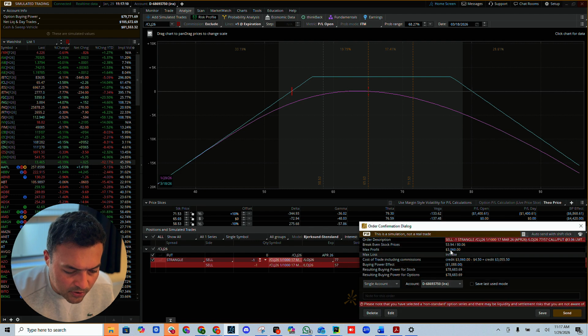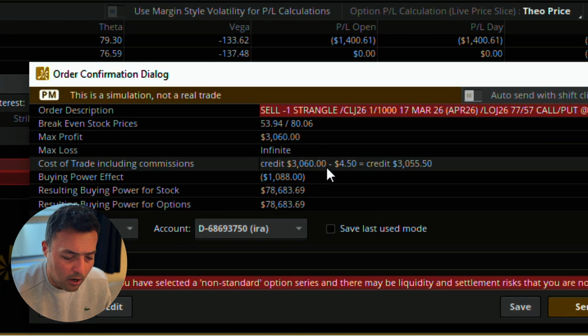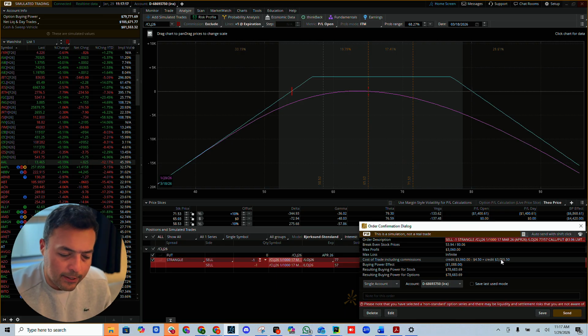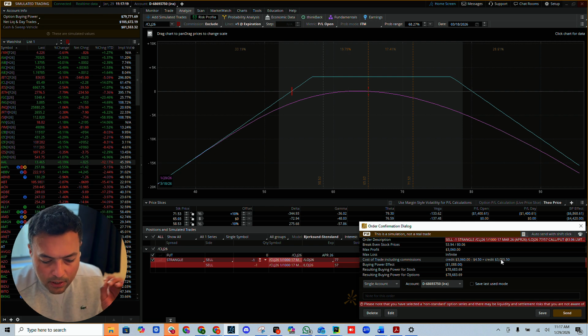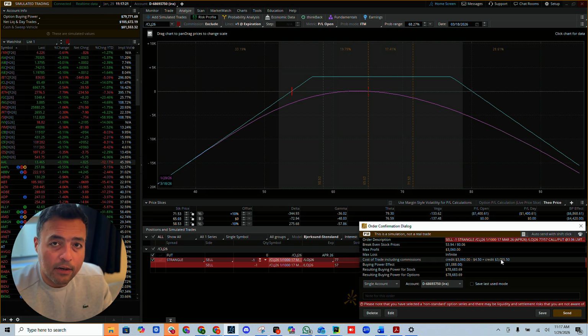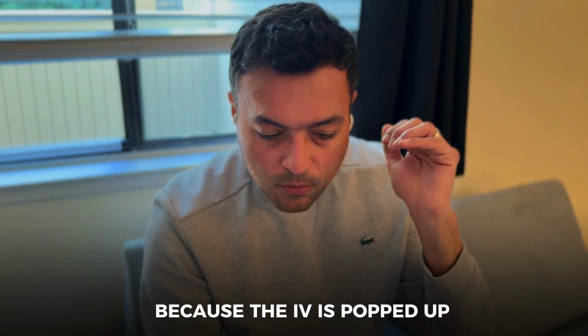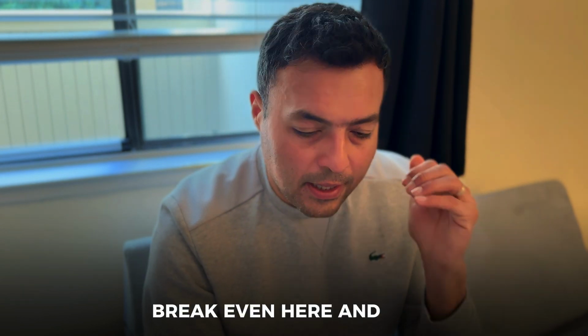I'm going to confirm and send. Look, $3,060 is the net credit that I'm going to collect. The net debit on the other side was $2,700. So we are still rolling it for a net credit because the IV is popped up. We are still hoping to make break even here, and that's the whole idea.